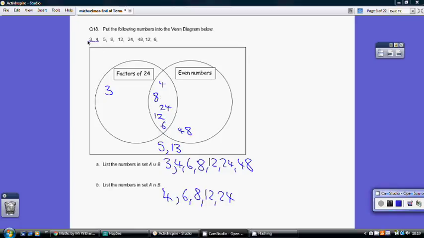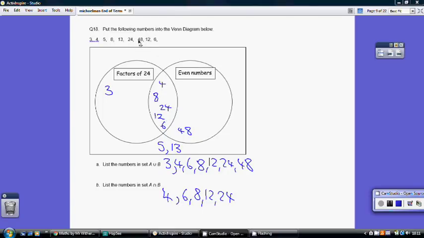So working our way along. Well, 3 is a factor of 24, because 3 8s are 24, but it's not an even number, so that's why it's here. 4 is both a factor of 24, because 4 6s are 24, and even, so that goes in the middle. Now 5 is neither, so that's got to go outside the two footballs. 8 is both a factor of 24 and even, so in the middle. 13 is neither, so on the outside. 24 is both a factor of 24 and even, so in the middle.